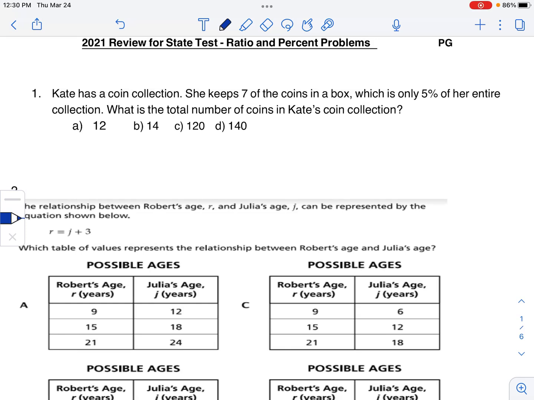Hi, welcome back. Today we're going to go over past state test questions from 2021 and older for ratios, rates, and percents. So let's start off with our packet.